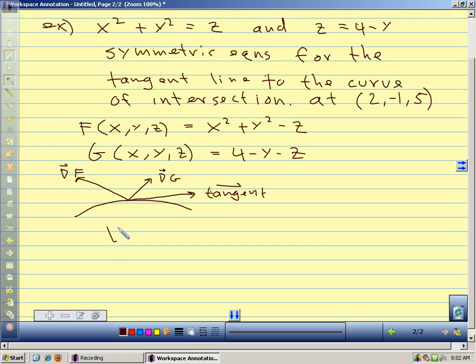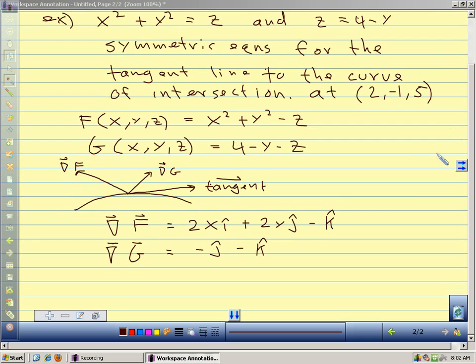So del F, which gives us our first normal vector. Del F is going to be 2x i plus 2y j minus k. And del G is minus j minus k. So these are our normal vectors to our surfaces, and we're interested in this particular point that's on this curve of intersection.